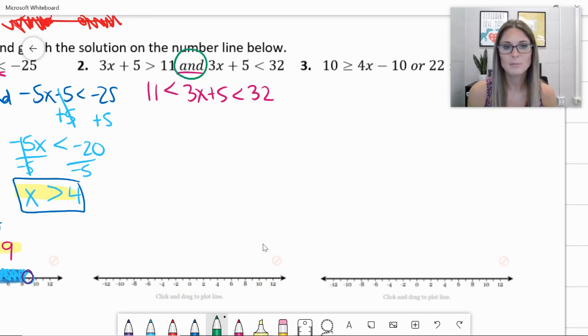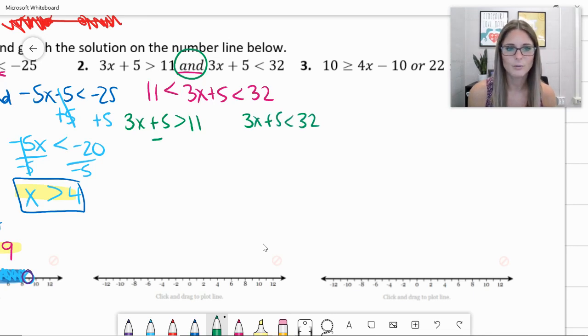Now this is an and problem. So when I am done graphing, I should have an overlap where they're in the center, not ors going the opposite direction. So let's see how this turns out. 3x plus 5 is greater than 11. 3x plus 5 is less than 32.